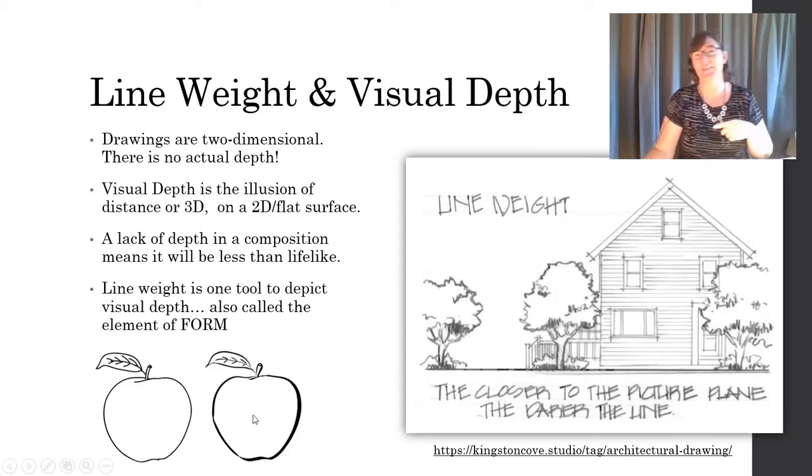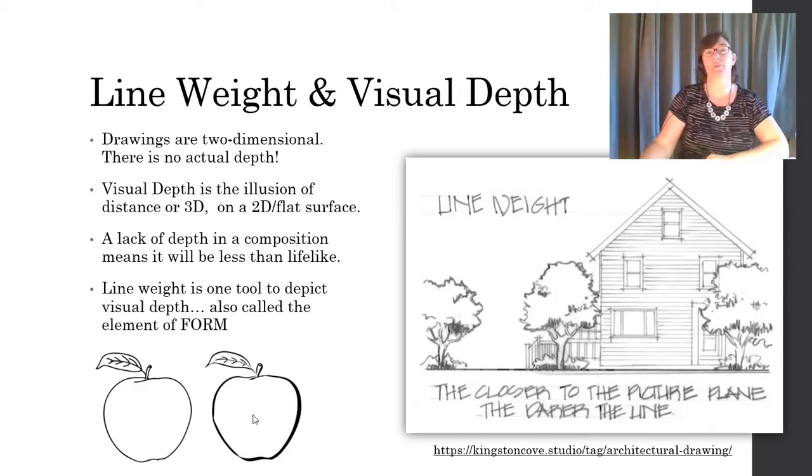Without line weight and with line weight. You can tell that one of these drawings has additional visual depth and a little bit of three-dimensionality just in this very simple variation of line weight. Line weight is one tool to depict visual depth. We're going to talk about some others next week. And that visual depth is also called the element of form. So we're showing the form of that three-dimensional object.